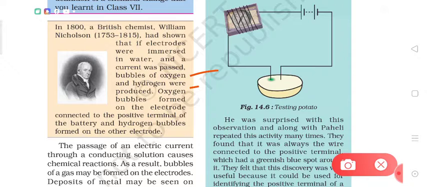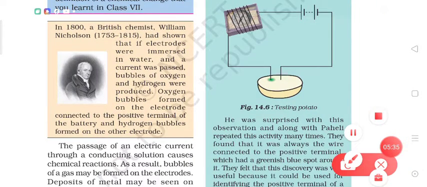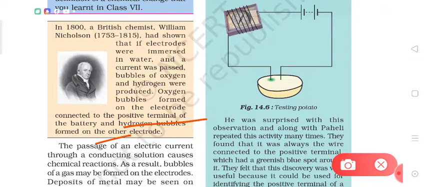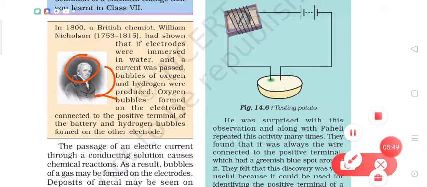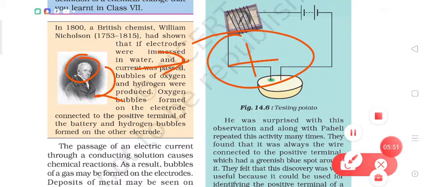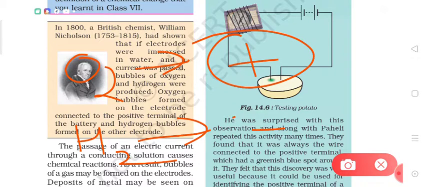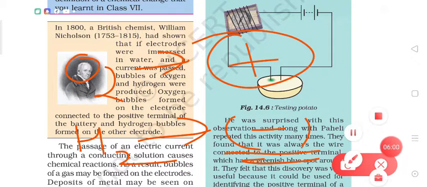and hydrogen were produced. Oxygen bubbles were formed on the electrodes connected to the positive terminal of the battery, always on the electrode which is connected to the positive terminal. So we can say oxygen originates on the positive terminal, right? Means on the electrode connected to the positive terminal, while hydrogen bubbles are formed on the electrode connected to the negative terminal. So we can say oxygen, that is O2, moves towards the positive terminal and hydrogen moves towards the negative terminal, right? Or the electrodes connected to positive or negative terminal of the battery.